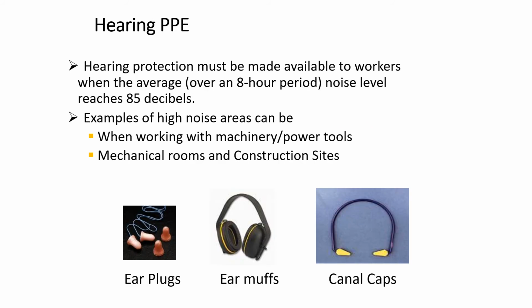Hearing PPE, this is a commonly used one. It is mostly used in workshops or engineering work, when there are chances of continuous noise for more than an 8 hour period. Then there are chances of hearing loss. Examples of high noise can be different construction areas, mechanical rooms, or high machinery or power tools where people are working.